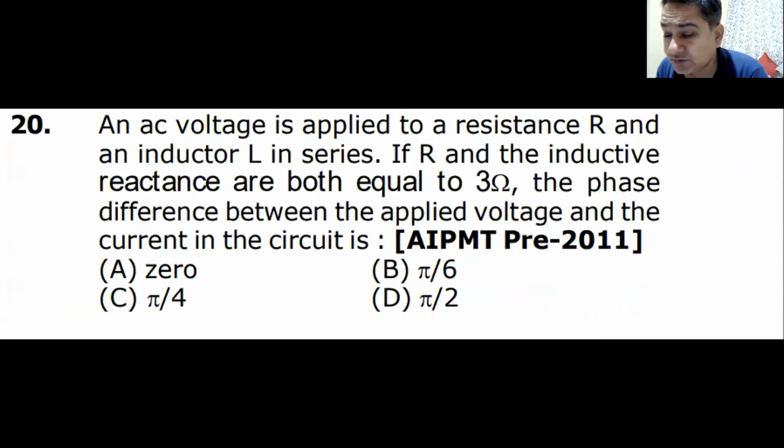Moving on to the next question, and this is the next question. An AC voltage is applied to a resistance R and inductance L in series. R and the inductive reactance both are equal to 3 ohms. So inductive reactance and resistance both are equal, both are 3 ohms. What is the phase difference between the applied voltage and current? So to find the phase difference between applied voltage and current, tell me the answer now. Your time starts now.